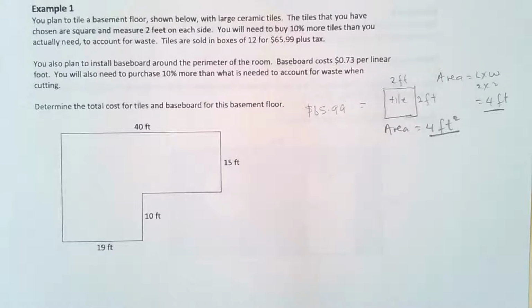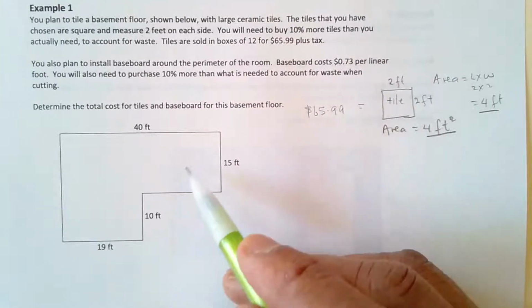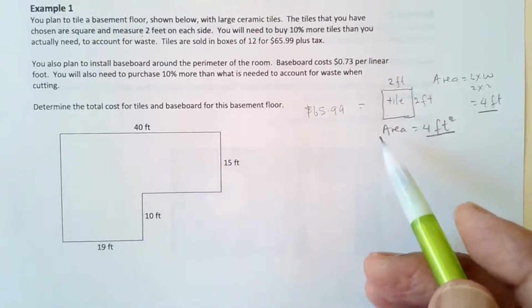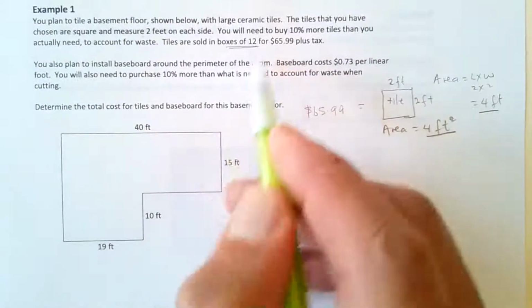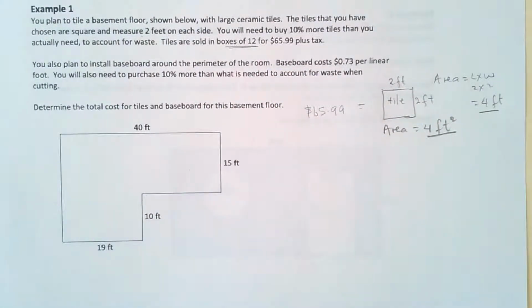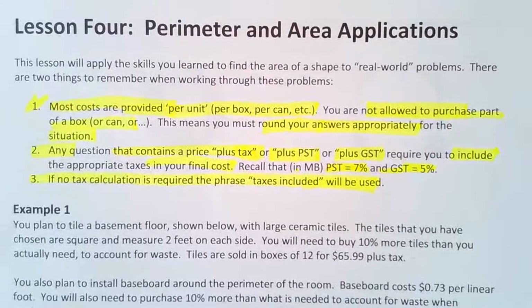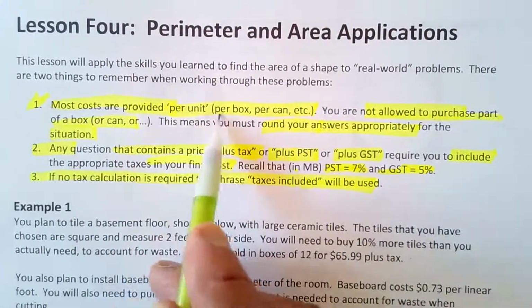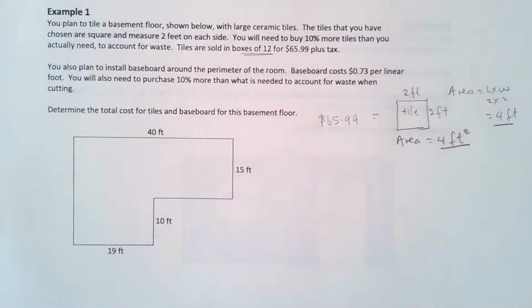So the first part of the question is to find how many tiles we need to fit in that area. And then we'll find how many boxes. Now the tiles are sold in boxes of 12. And that's what I referred to in the earlier statement in your notes, go back. Most of the costs are provided per unit, so per box. You cannot buy half a box of tile.